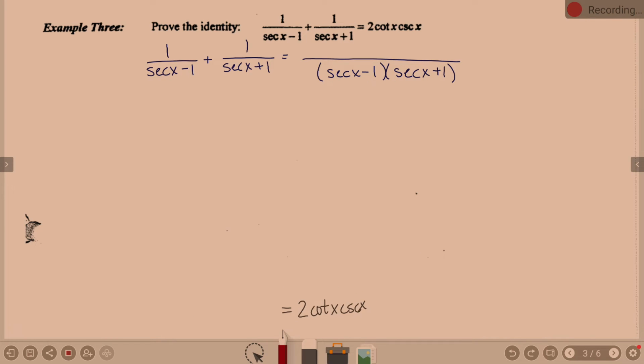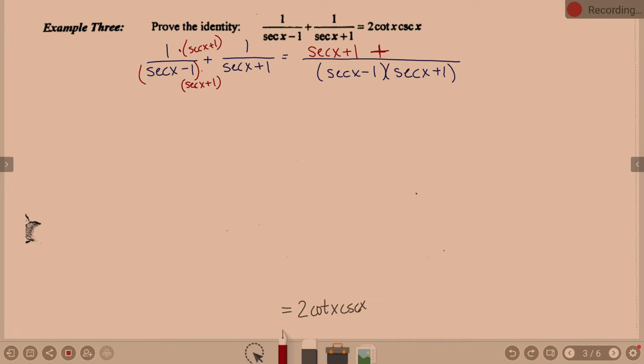Okay. First fraction. What am I missing? I currently have secant x minus 1. So what do I have to multiply that by? I'm going to multiply that by secant x plus 1. What I do to the denominator, I'm doing to my numerator. What is 1 times secant x plus 1? 1 times secant x plus 1 is secant x plus 1. Then it's going to be plus.